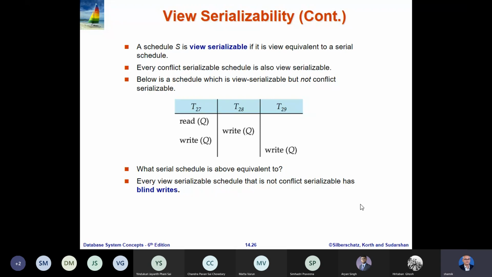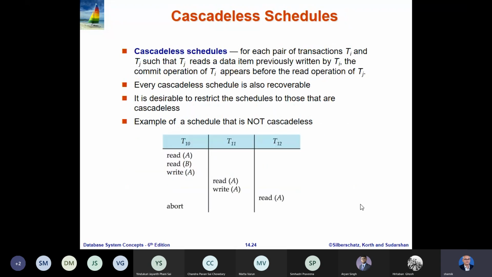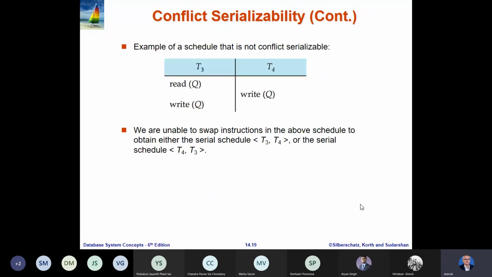And mind it, we could even have not had T29 in this example. If you just consider T27 and T28, you see that itself will not be a conflict serializable schedule, but a view serializable schedule. In fact, that is what the example was actually also. It is not conflict serializable, but it is the same example as the one we are talking about, and you see that this is view serializable.